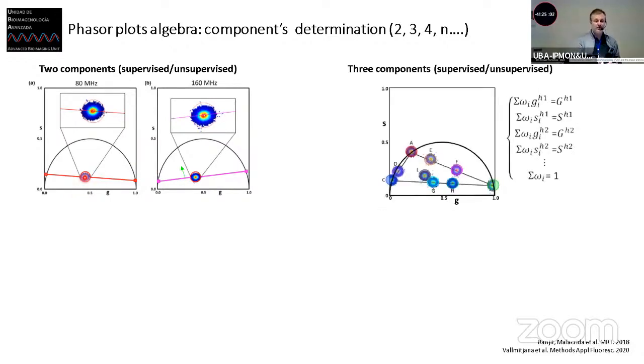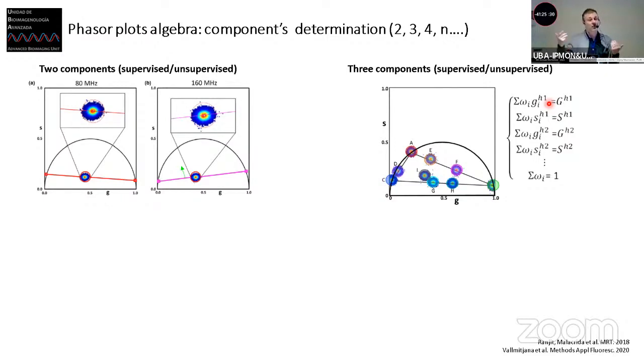Using the phasor, you can solve 3 components using 1 harmonic. And this is because you have this mathematics. You have the sum of all the G's, the sum of all the S, and their prefactors. And then you have the sum of all the prefactors. So the sum of all the prefactors is 1. So you have 3 equations, 3 unknowns, so you can solve this equation.